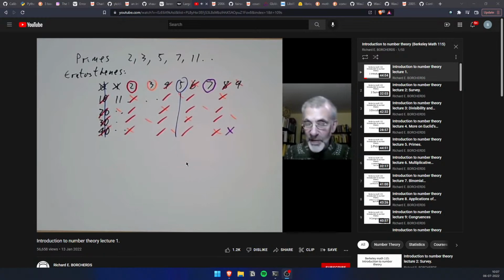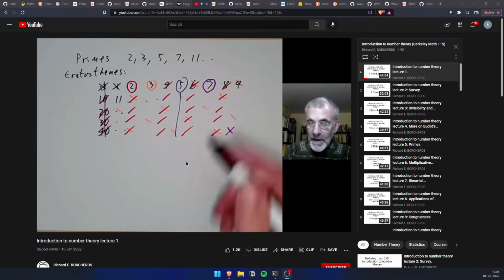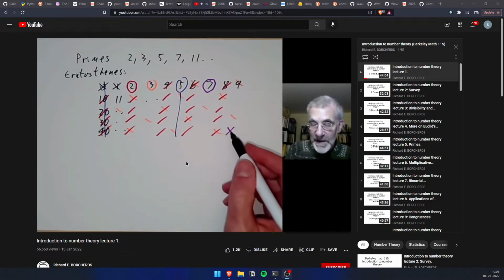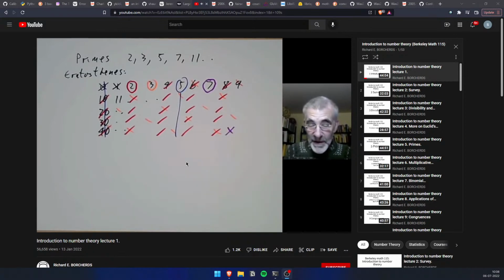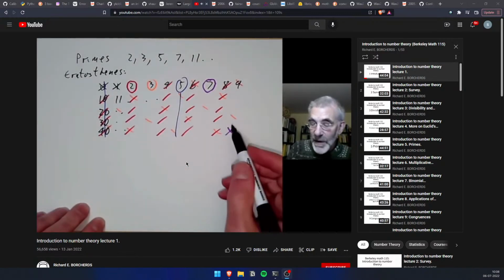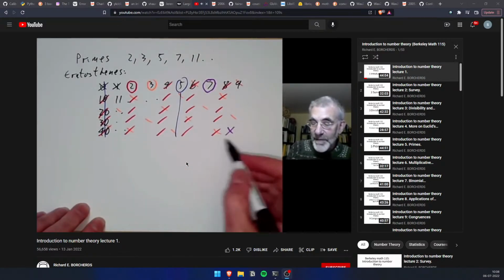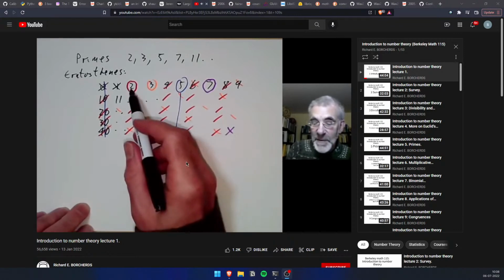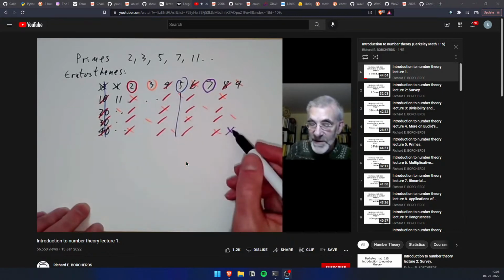And we can actually stop now, because any bigger prime has a square bigger than 49, so it can't be the smallest prime divisor of a number. So what we've done is we've crossed off all numbers less than 50 that are divisible by 2, 3, 5, and 7, where these are the primes less than the square root of 50.